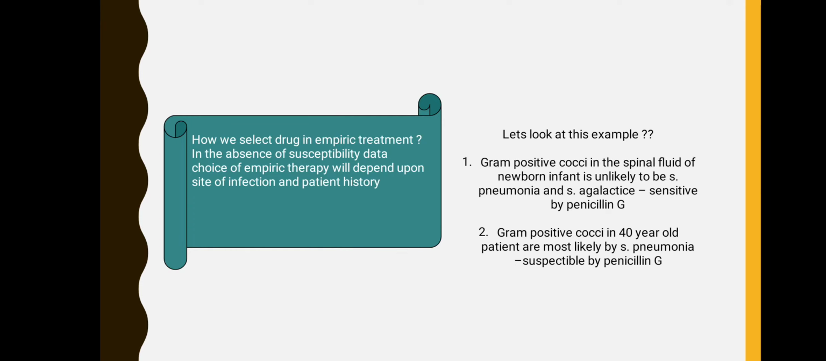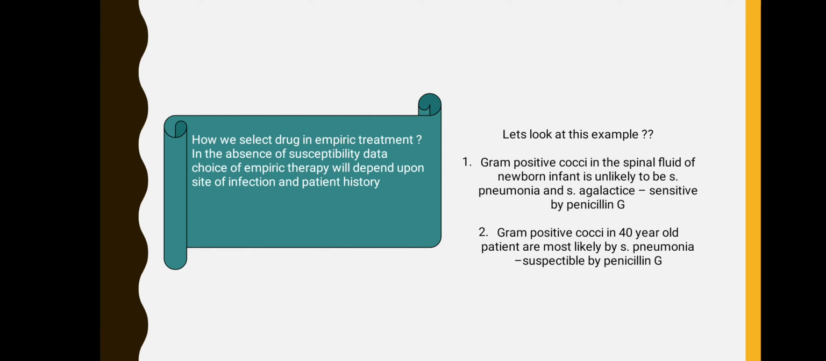Here is a question: how do we select the drug in empiric therapy? If we do not have sufficient data to select the drug, how should we select our empirical therapy? In the absence of a susceptibility test, the choice of empiric therapy will depend upon the site of infection and the patient history. Let's look at this example. Gram-positive cocci in the spinal fluid of a newborn infant is unlikely to be pneumococcus, and is sensitive to penicillin G. So here two points must be noted: the age of the patient and the fluid from where we take the sample.